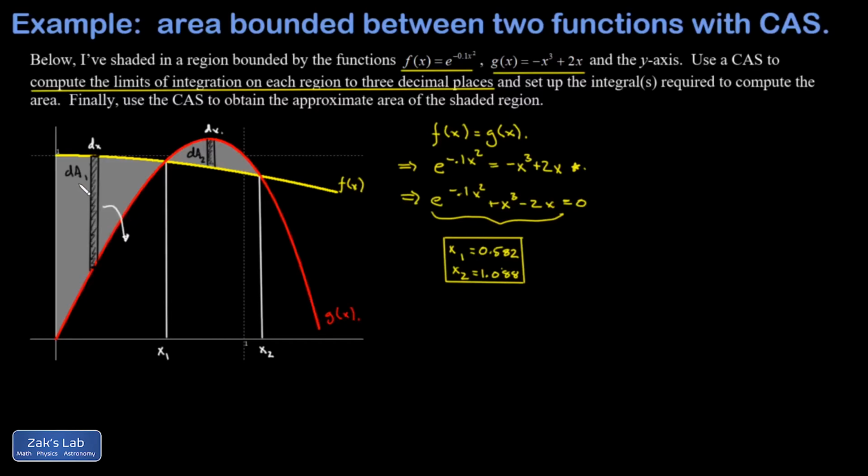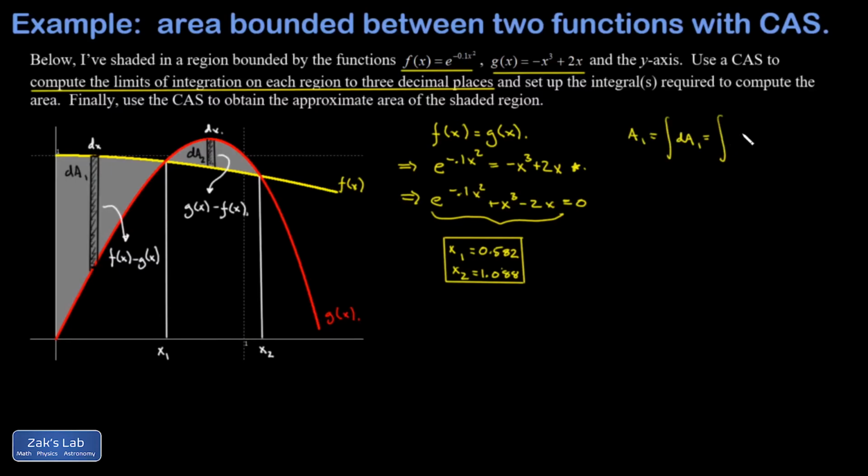For dA1, I have the yellow curve f of x above the red curve g of x, and so my height better be written as f of x minus g of x. For dA2, the order is reversed and g of x is on top. If I'm going to get a positive height, I need to put g of x first. All right, then to get the total area, we're just going to add up all of these area increments. So A1 is the sum of all of the contributions to A1, that's dA1.